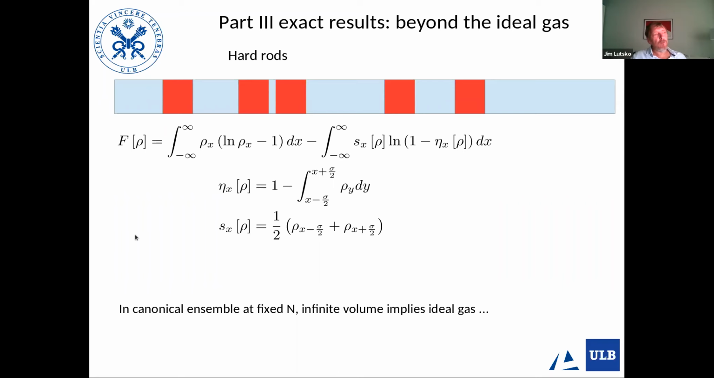So the only other important example of exact results that I know of are, as I mentioned at the beginning, hard rods or hard spheres in one dimension. And there's the famous result of Percus that the Helmholtz functional is an ideal gas term. And now you're just integrating over one dimension. So these are just simple coordinates. Plus an excess term.